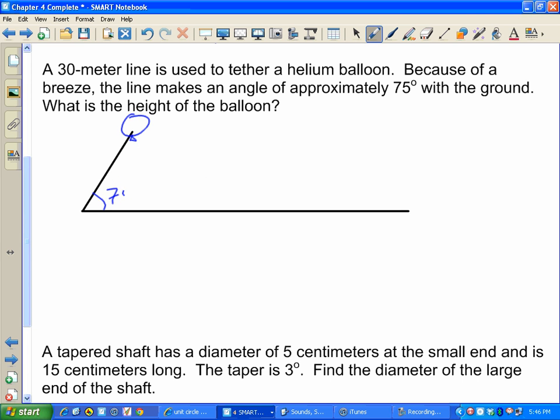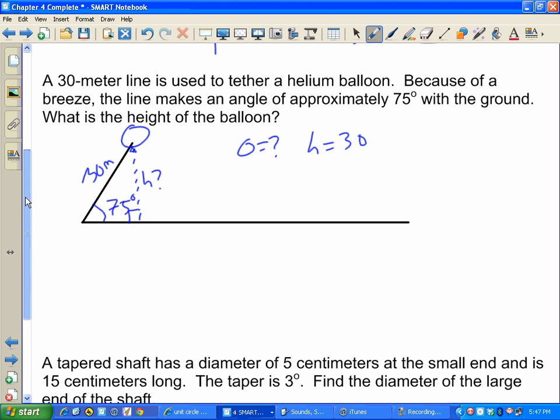And this is making a 75-degree angle. And I know that the line is 30 meters. What is the height of the balloon? I want to know what this is. Well, I've got this angle. I'm looking for O, and I have the hypotenuse, because, of course, there's a right angle. This is the hypotenuse, so H equals 30.